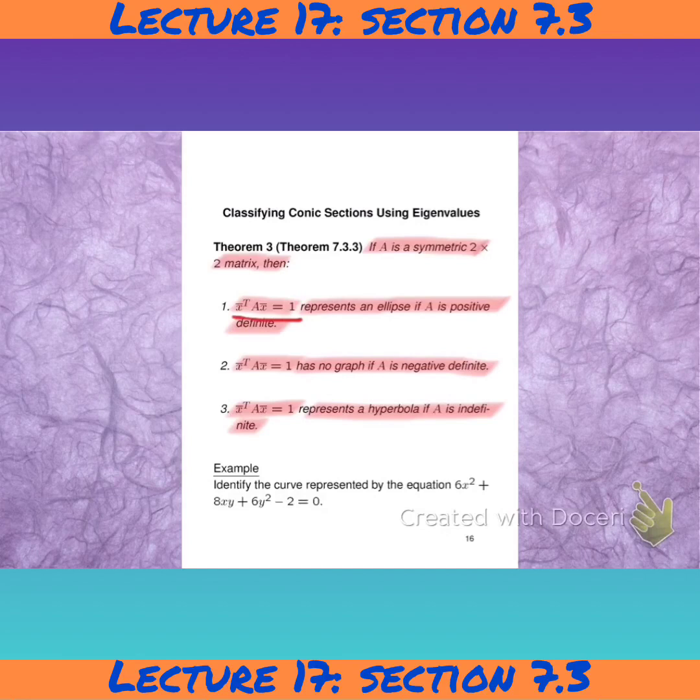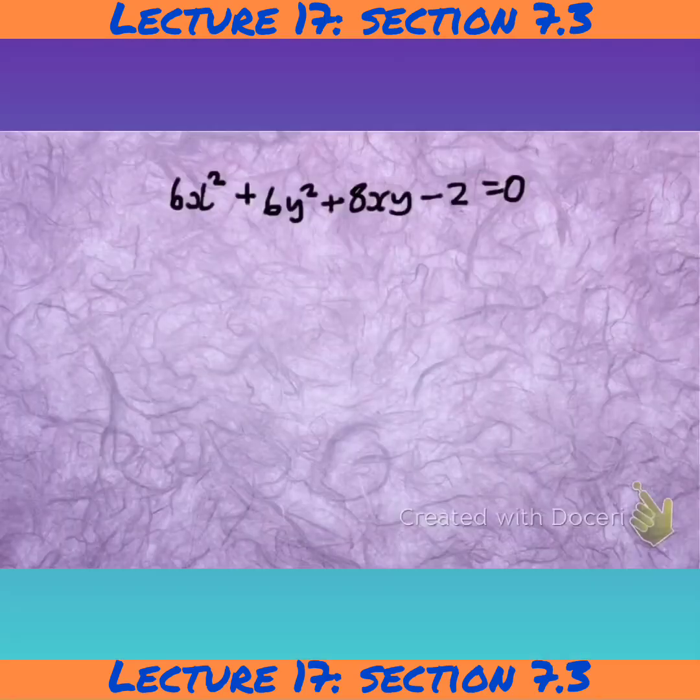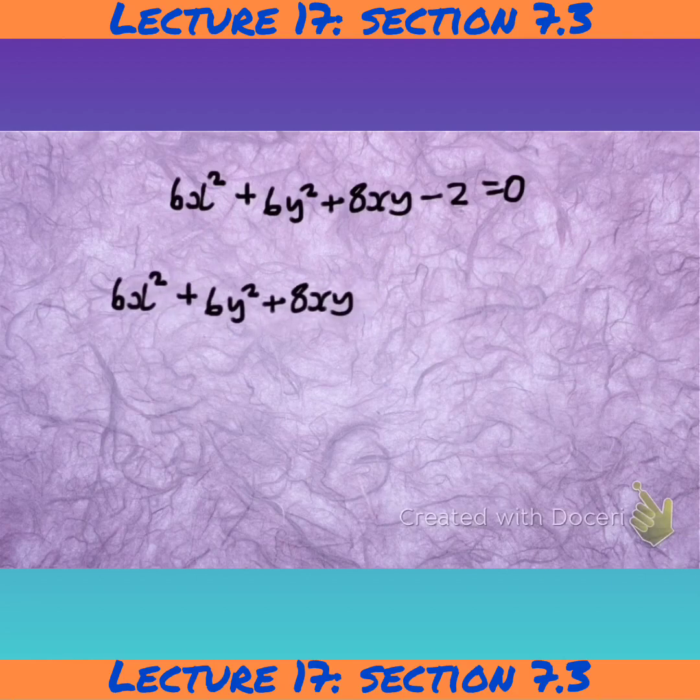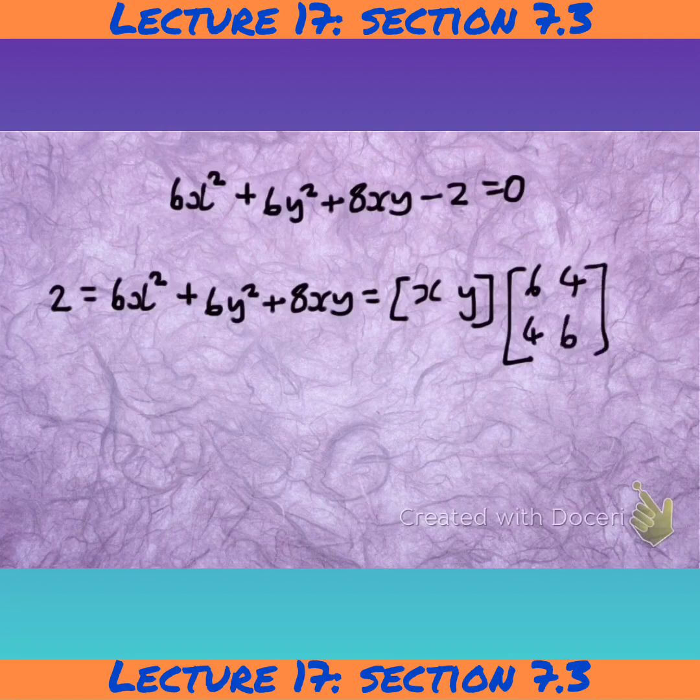So here they just ask us to identify the curve represented by this particular equation. What we want to do is use this theorem we just talked about. We're going to take this function and note that we can write it as this vector form, and we know how to do this, where that's a symmetric matrix.